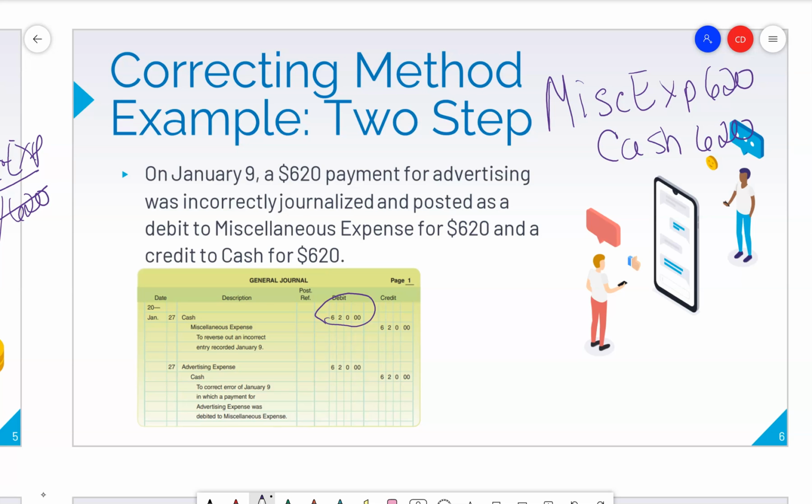Once we've reversed it, we then make the correct entry. And we know the correct entry should have been a debit to advertising expense and a credit to cash. Now, you do have to include descriptions, and you'll notice in your notes, I provided the descriptions for you. The first description was to reverse our incorrect entry, and the second was to correct the entry of January 9th, in which a payment for advertising expense was debited to miscellaneous expense. Do you need to have descriptions that are that descriptive? No. You'll see mine are not. You just have to give some kind of description of what's going on.